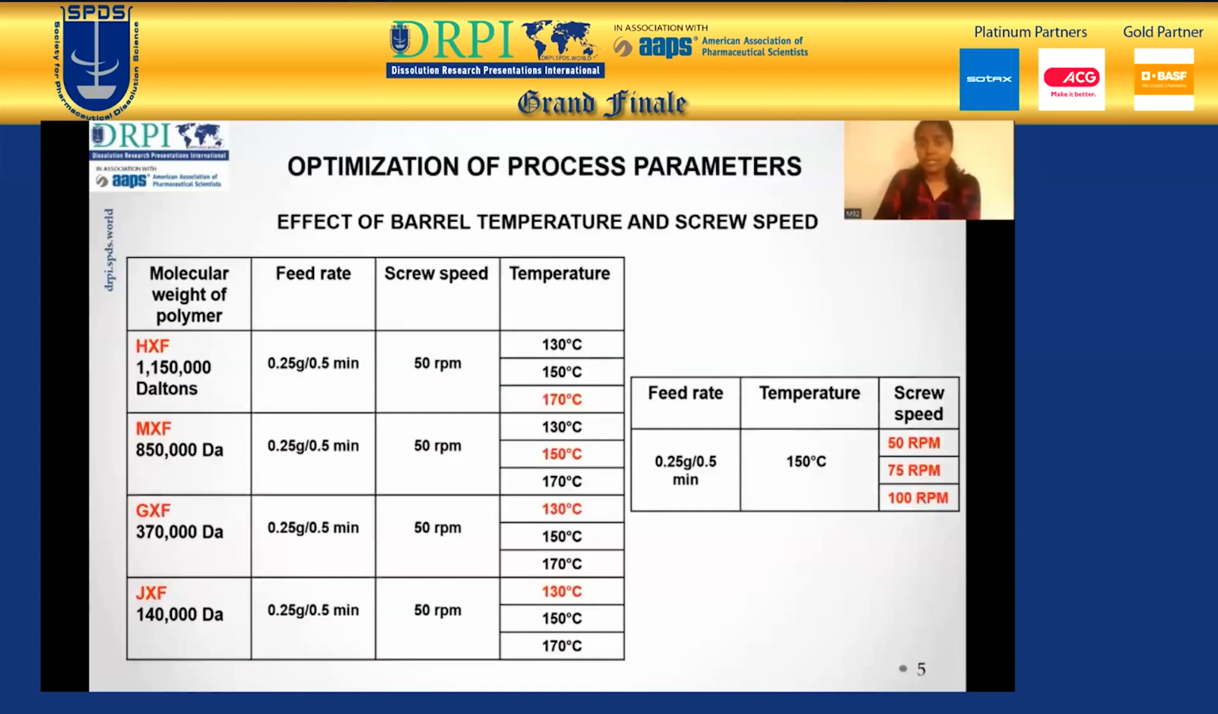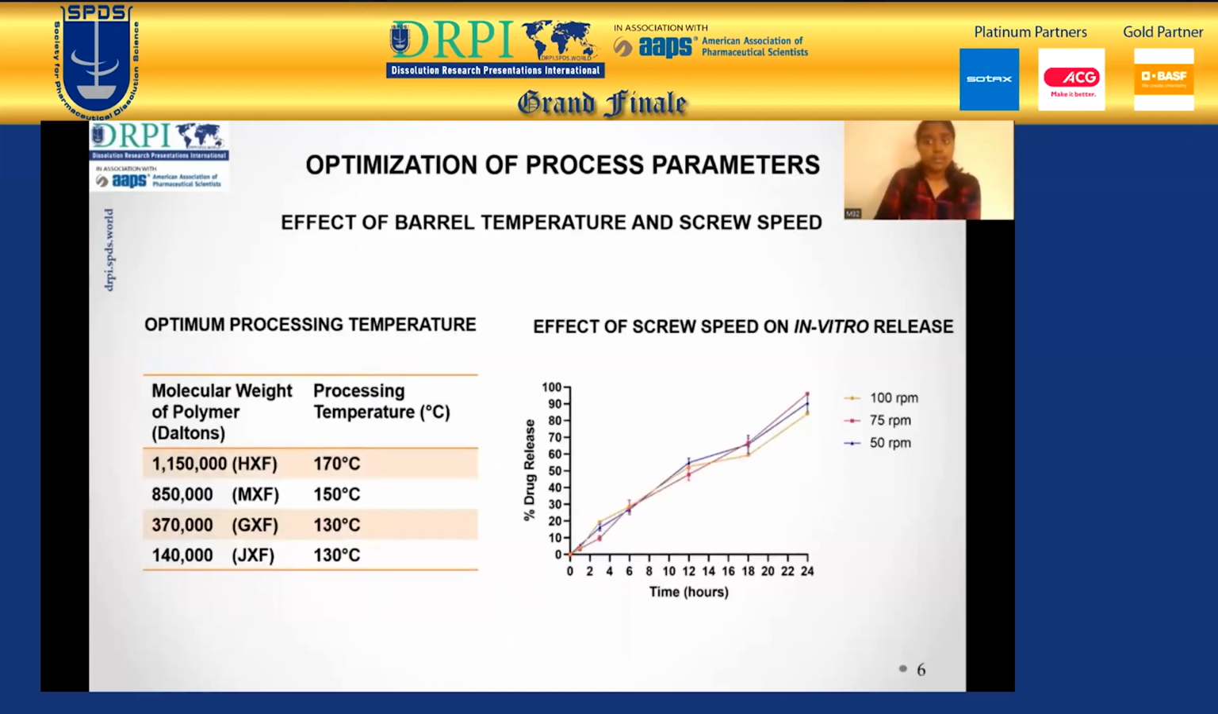Then we also optimized the barrel temperature and the screw speed. Here we used the one factor at a time approach where initially the screw speed was kept constant and the temperature was altered to identify the optimum temperature for good extrudability of the inserts. Then we kept the temperature constant and the screw speed was altered. So the table here depicts the optimum temperature for good extrudability for these molecular weights of the polymer hydroxypropyl cellulose.